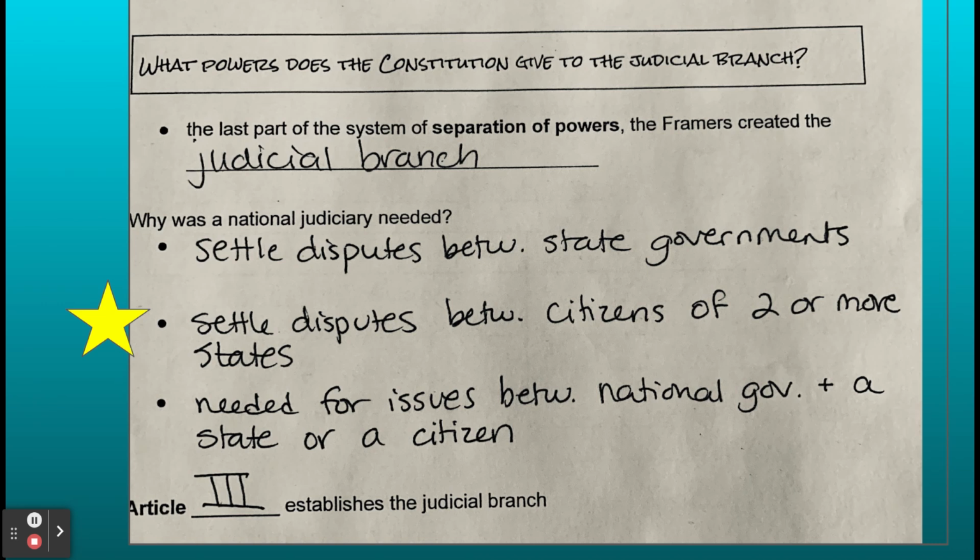So in the "why was a national judiciary needed" section, some people abbreviated a bunch. So your notes may be a little vague. I don't know, maybe you understand them.